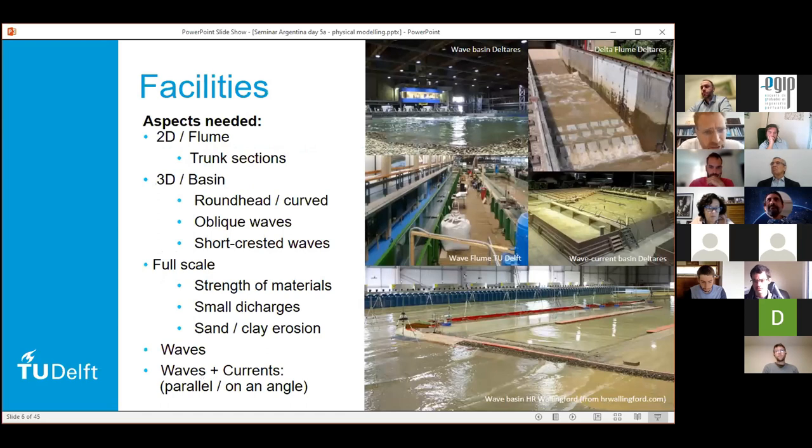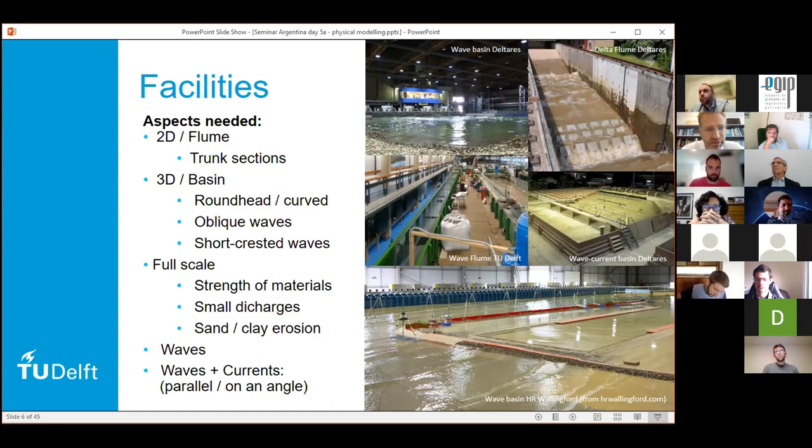So I already talked about this. So what do we need? We need flumes if we want to test the trunk section of a breakwater, or a basin if we want to look at the round heads or oblique waves or short-crested waves. And typically we want to go to small scale, and sometimes we want to go to full scale. Especially in the Netherlands, we have this Delta Flume, and there we test mainly dikes, because dikes are made of clay and grass and materials that are actually impossible to make smaller. So then the material properties just change. So sometimes we are just forced to build these dikes at full scale and test them. And that's the only way to really, with some certainty, say something about their strength.